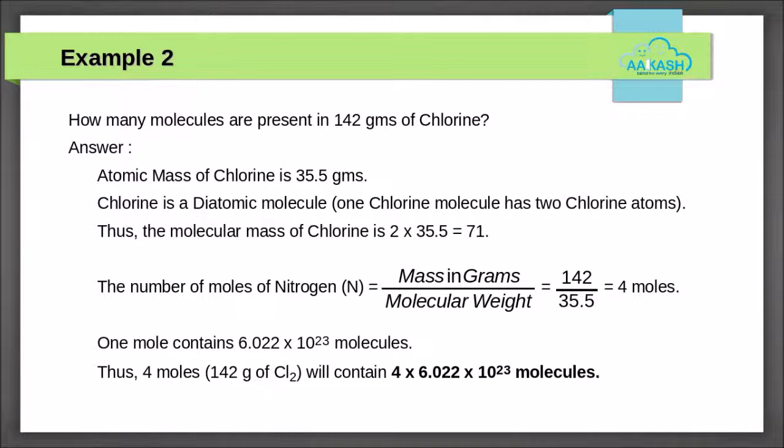The number of moles of chlorine is equal to mass in grams per molecular weight, which is 142 by 71, equal to 2 moles. 1 mole contains 6.022 × 10^23 molecules. Thus, 142 grams of Cl2 will contain 2 × 6.022 × 10^23 molecules.